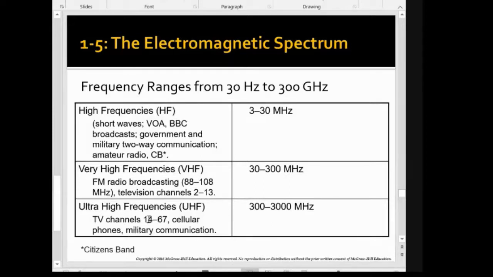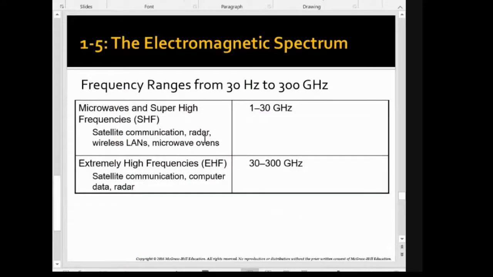Military waves also are there, or communication. 300 to 3000 megahertz. We have microwaves and super high frequencies, 1 to 30 gigahertz. Some of the satellite communication, radars, wireless local area networks, microwave oven also within same group.